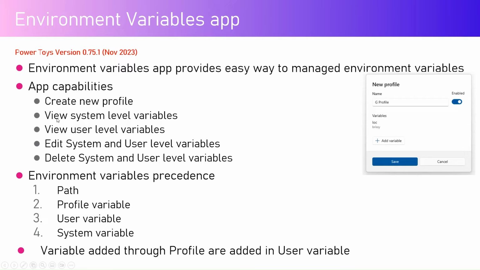You can view system level variables and user level variables, edit them, and delete them. The precedence works like this: first is the path, then the profile variable, third is the user variable, and the fourth is the system variable. Variables added through a profile are added in user variables.